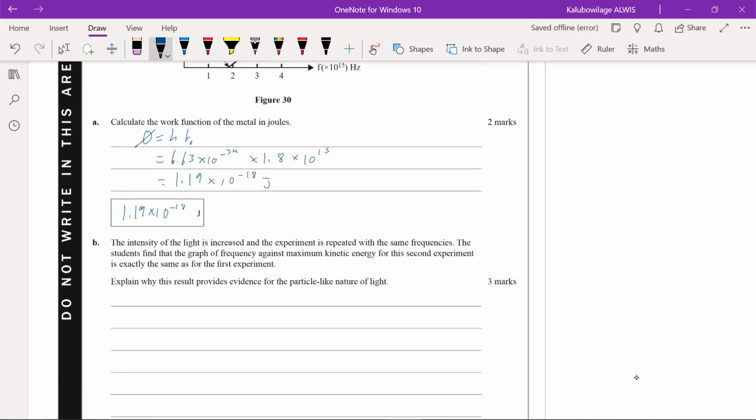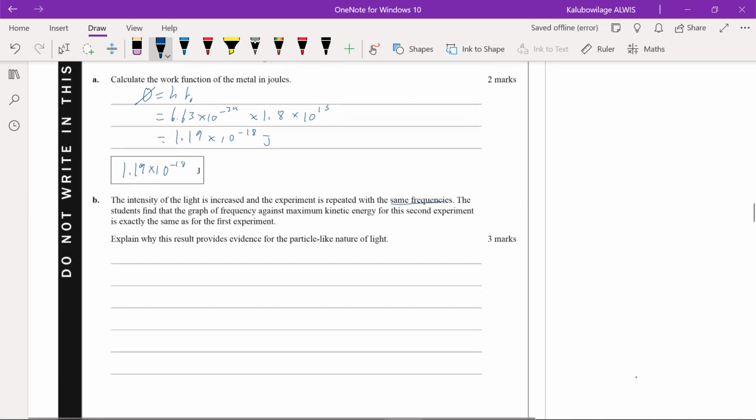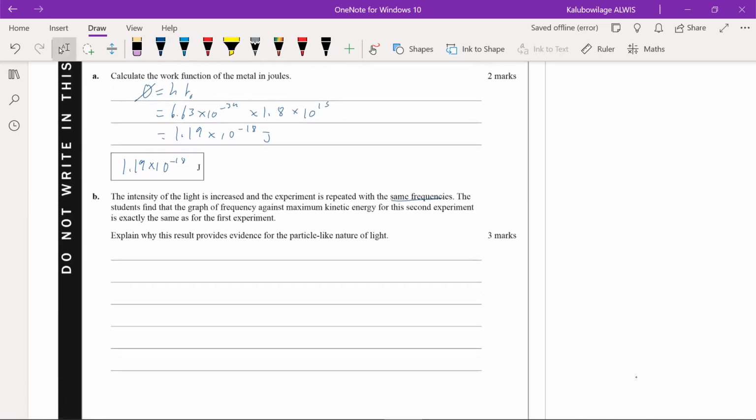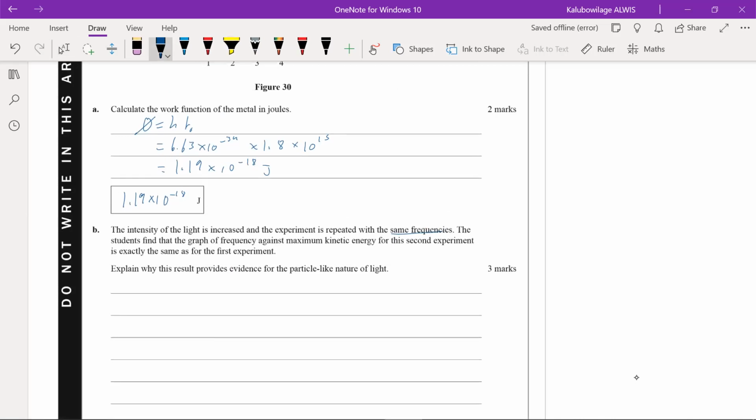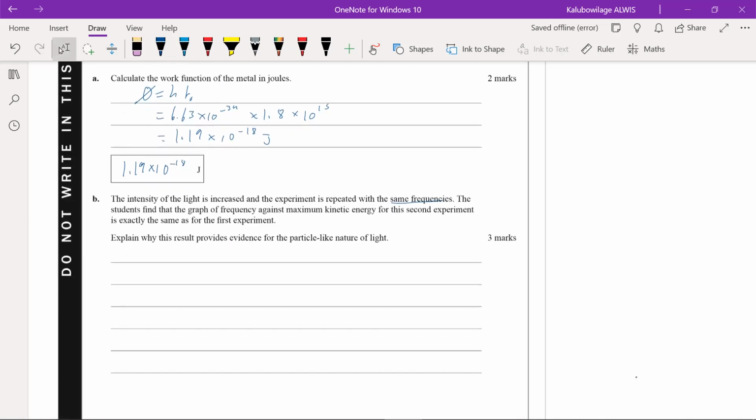The intensity is increased and the experiment repeated with the same frequencies. So in the graph, the frequency gain and maximum kinetic energy is exactly the same as for the first experiment, which is what you'd expect. Explain why this provides evidence for the particle-like nature of light.